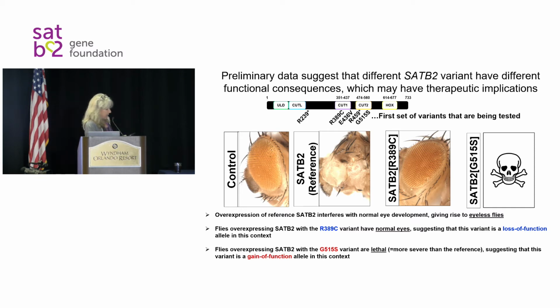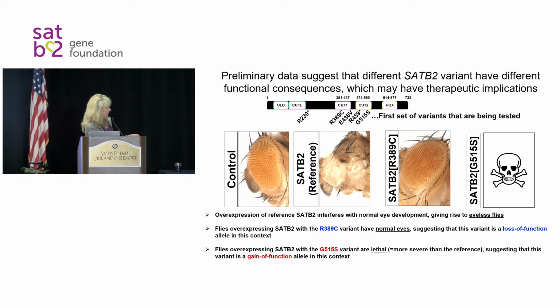In this experiment, this is showing you a Drosophila eye, and basically the experiment was to overexpress, or to make the normal developing eye have more of a certain protein, and see what happens. If you just put in SATB2 and give it more SATB2, it causes the eye development to be disrupted. You can see that there. So the comparison in this experiment is to SATB2.